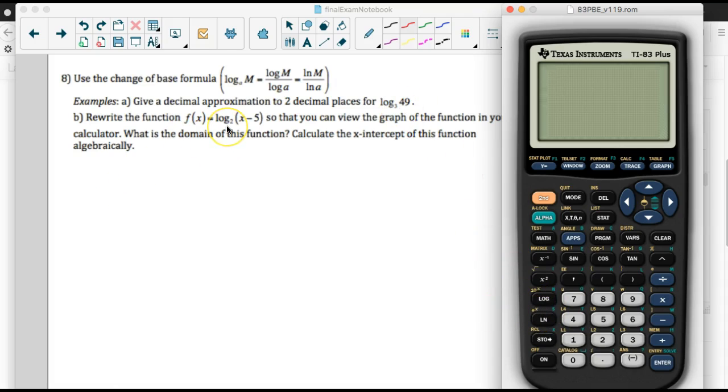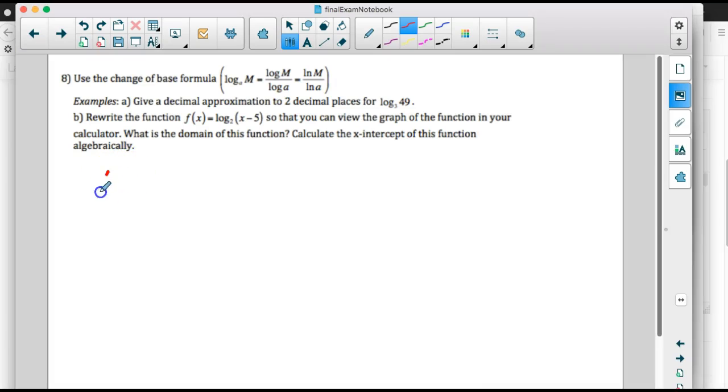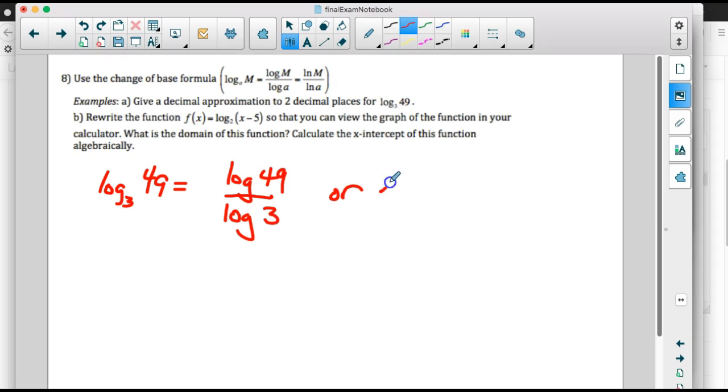We have to change its base into one of the two that we have on the calculator, and it can be done on either one of them. So log base 3 of 49 can be written as log of 49 divided by log of 3, or it can be written as ln of 49 over ln of 3.